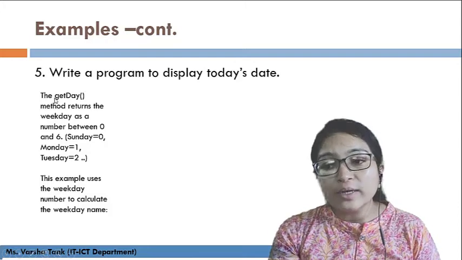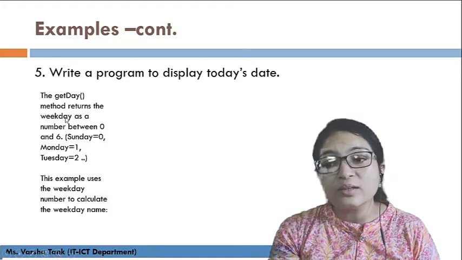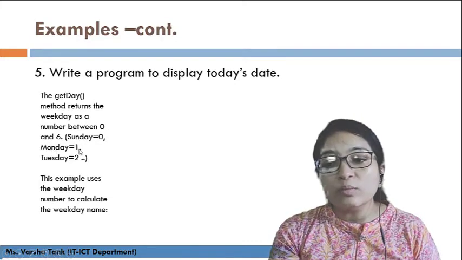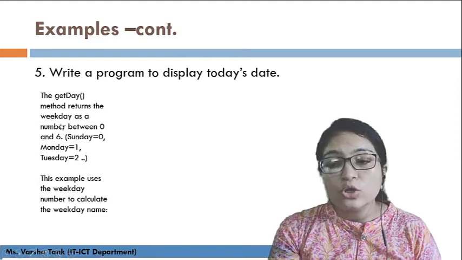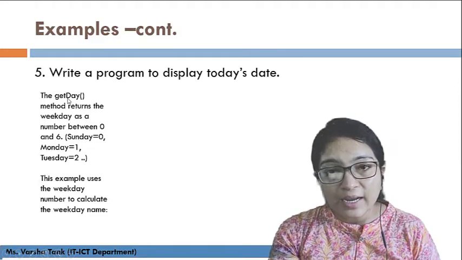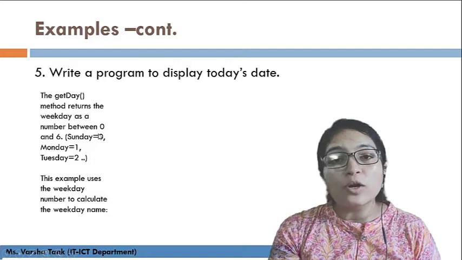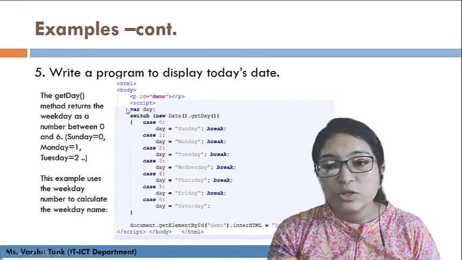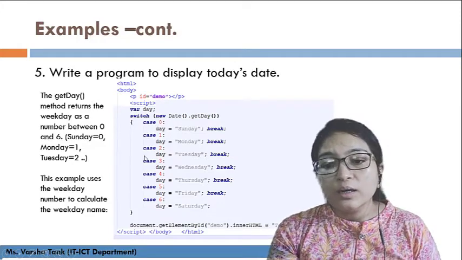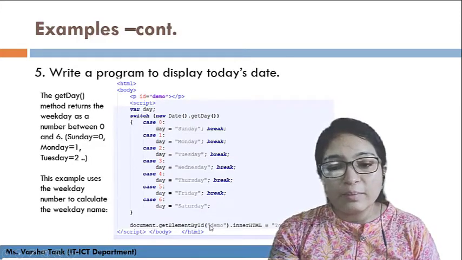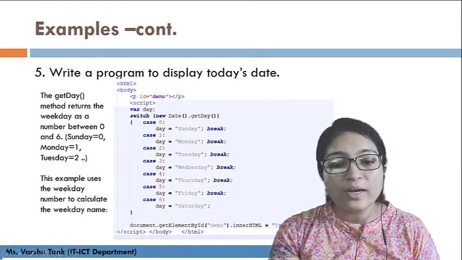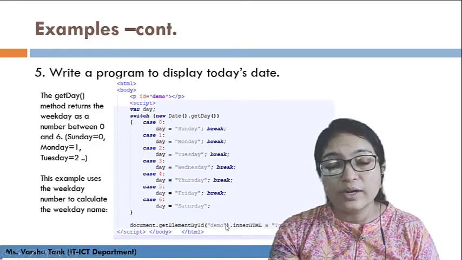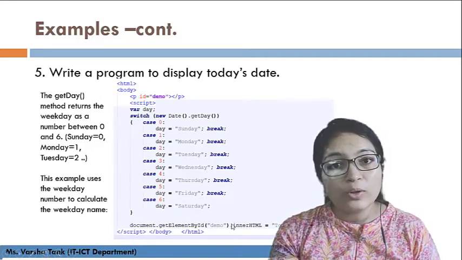Okay, so to get today's date, the getDay method returns the weekday as a number between 0 and 6. So Sunday is equal to 0, Monday is equal to 1, Tuesday is equal to 2. So whenever you use this function getDay, it will return it as a number. So what you have to do is convert it into the name of the day. So here you can see, first we have document.getElementById demo.innerHTML, that means we are displaying this value in this P element. So that's why we have written this method, and again it is a DOM manipulation method.